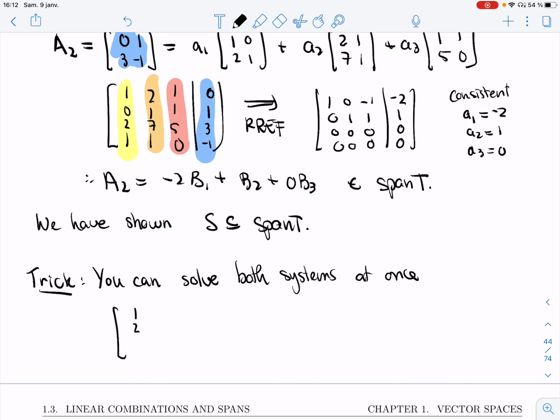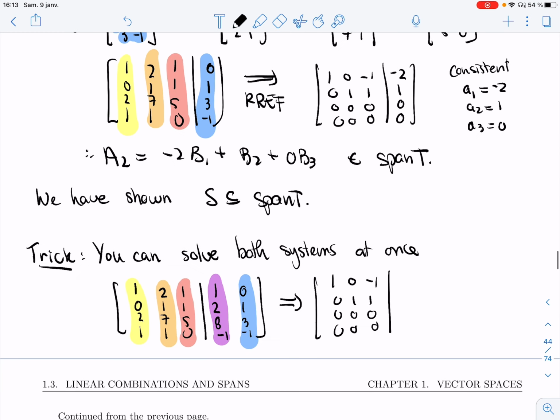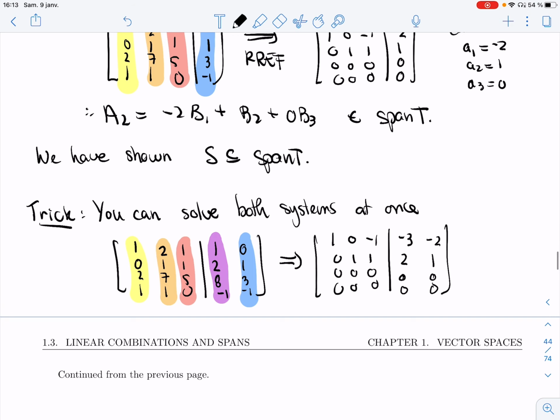So I'm going to take my yellow matrix, my orange matrix, and my red matrix. So these are the same for both A1 and for A2. Since I have the same coefficient matrix, what I could do is going to remind you of when we found inverses. So I had 1, 2, 8, minus 1, and 0, 1, 3, minus 1. I'm going to solve both by just putting the constants next to each other. And if I reduce, I'm going to get the solutions next to each other. So I'm going to get minus 3, 2, 0, 0, minus 2, 1, 0, 0. All right, so you can do both at once.